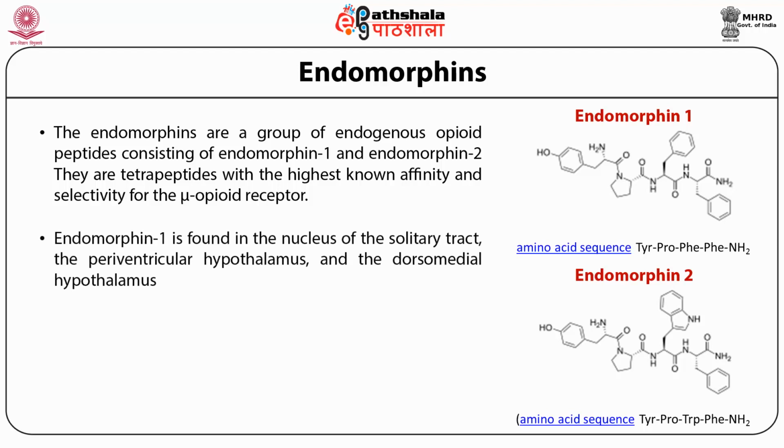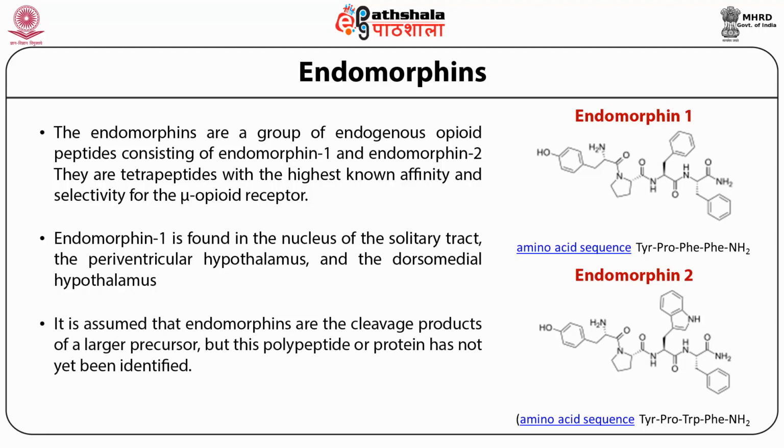Endomorphin 1 is found in the nucleus of the solitary tract and the dorsomedial hypothalamus. It is supposed that endomorphins are the cleavage product of a larger precursor, as I discussed earlier for the other forms of peptide, but this polypeptide or protein has not yet been identified. So still, the endomorphin cleavage product is unknown.